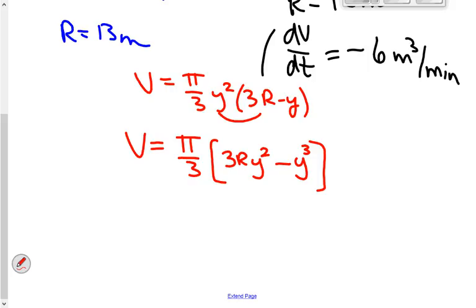And now it might be a little easier to take the derivative. I could have done the product rule too. Okay. So remember, we're taking the derivative of everything with respect to time, because that's what related rates have to do with. So I can just leave my pi over 3 out here.